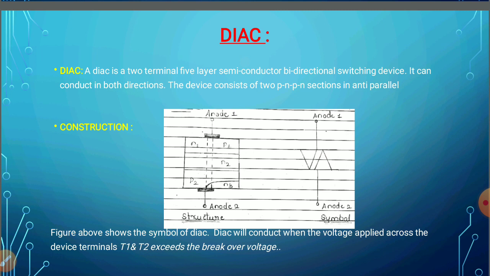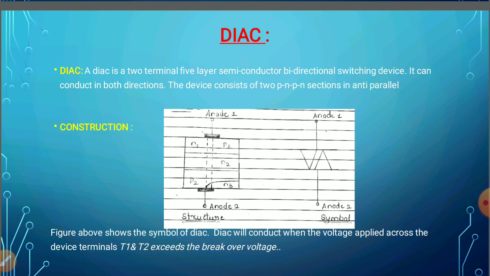So DIAC stands for what? Diode alternating current. It's a two-terminal, four-layered bidirectional semiconductor device. So why is it called a two-terminal device? Because it has two terminals, that is anode 1 and anode 2, as you can see from the figure. And it is called a four-layer device, meaning it consists of two four-layer devices, as you can see from the construction.